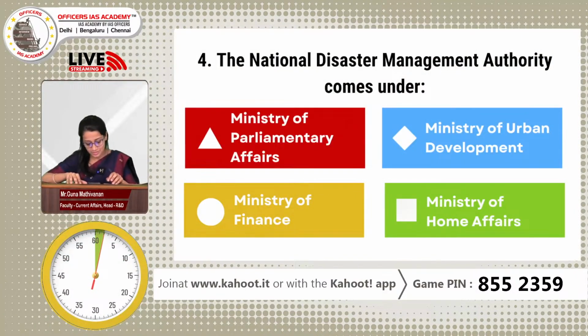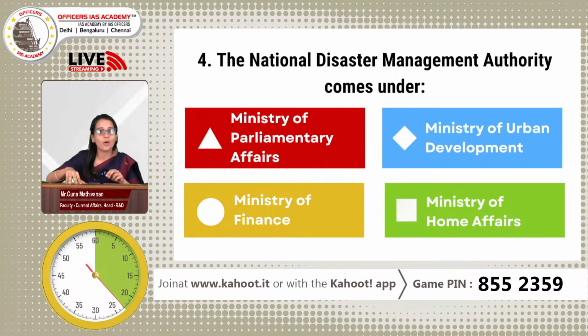The National Disaster Management Authority comes under which body? And here are your 4 options. A, Ministry of Parliamentary Affairs, B, Ministry of Urban Development, C, Ministry of Finance, and D, Ministry of Home Affairs. The National Disaster Management Authority, which was formed in 2005 under the Disaster Management Act, comes under which authority?